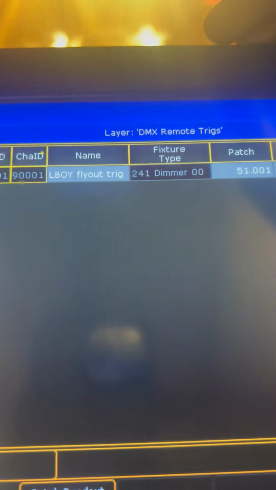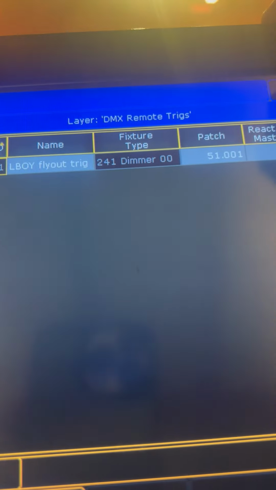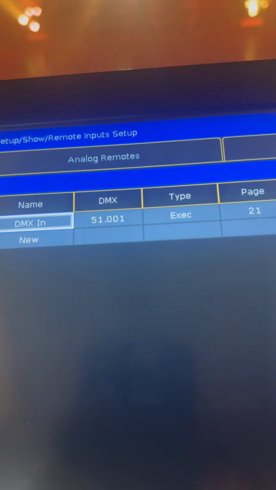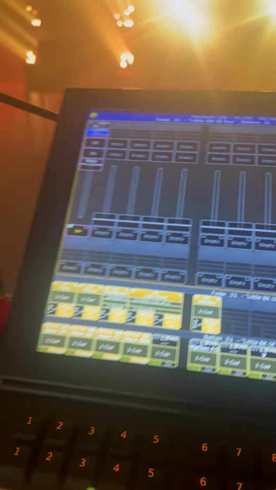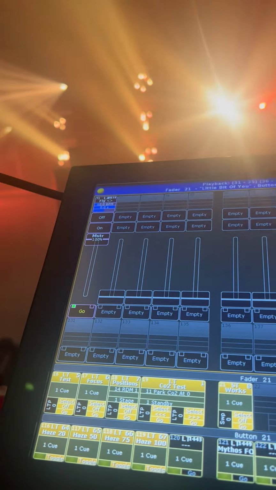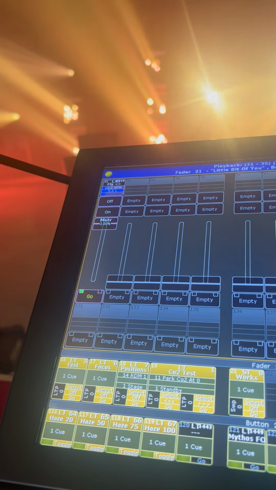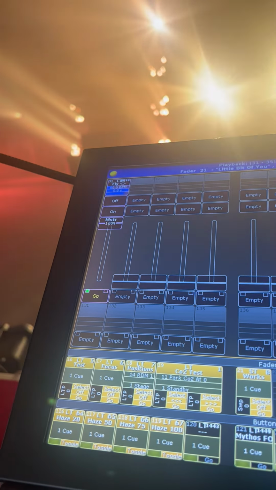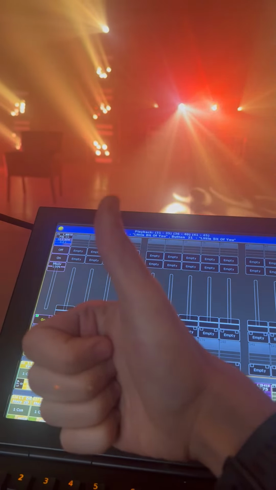I was looking up some other options, so I'm just gonna share what I did, which is now my flyout lives on a separate playback. If we go into the patch, we have a dummy dimmer that is just patched on Universe 51, and then we go to remote inputs, and that dummy dimmer is firing Executor 31 on our page so that the flyout itself can be running on a separate playback, and then I just control the intensity of, in this case, my Mythos on the main Q stack. Super simple way to get it done.